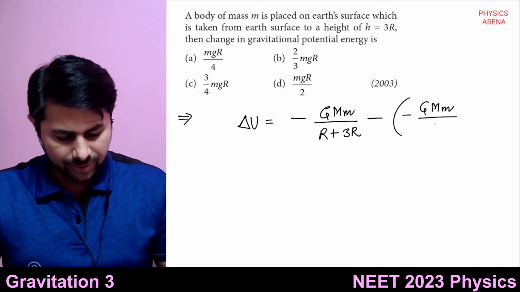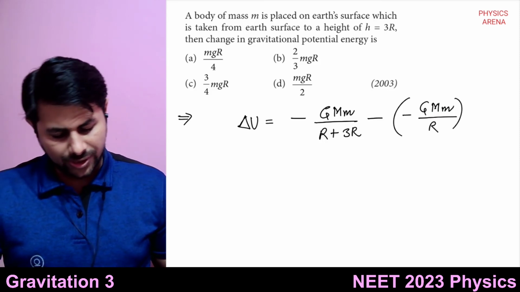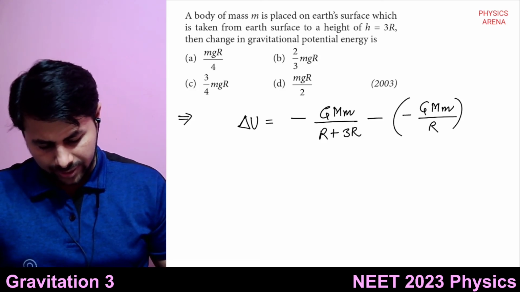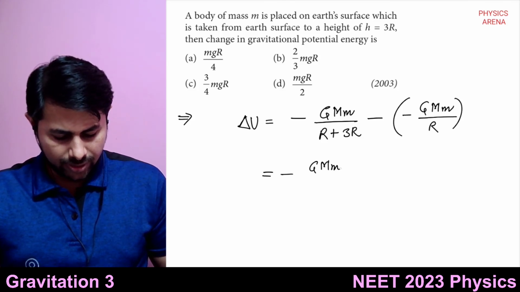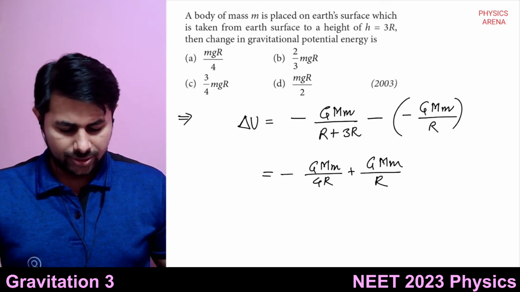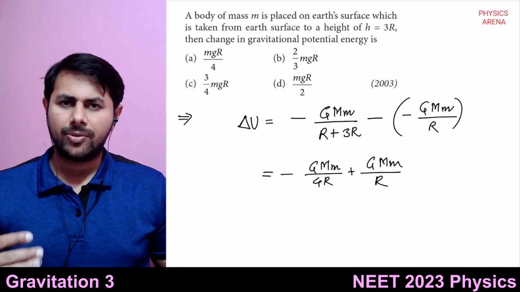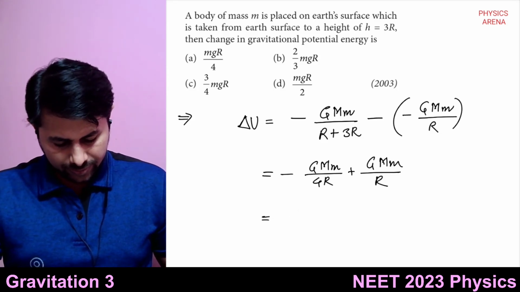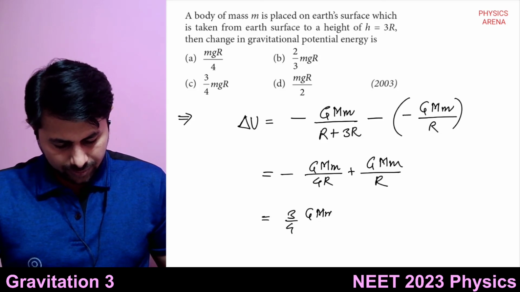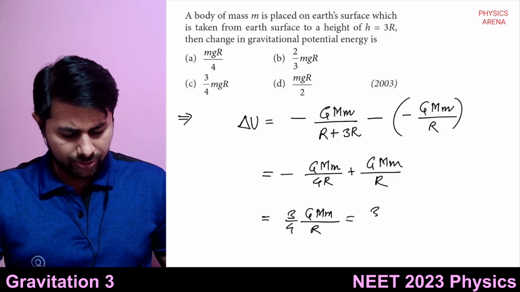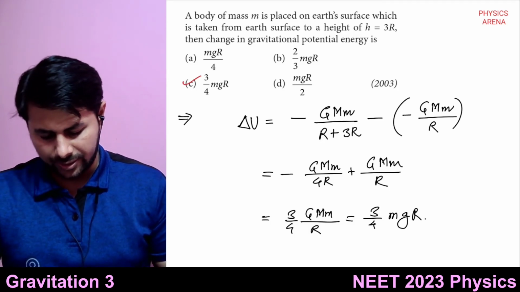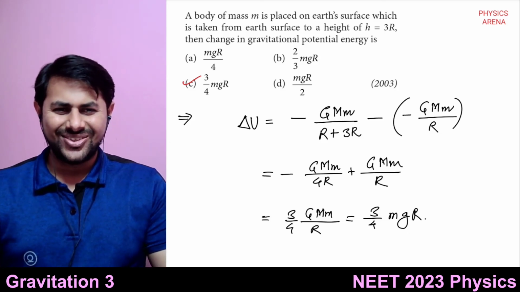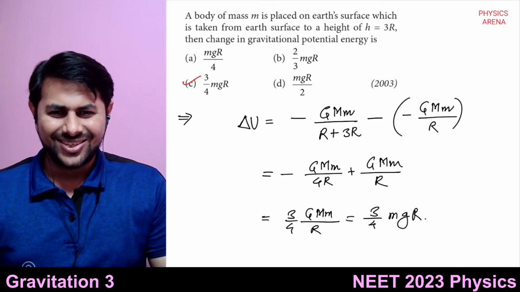This question is repeated many times, just values are changed, right? So it is equal to what? Minus GMm upon 4R plus GMm divided by R. So it is 3/4 of GMm upon R, or we can say it is 3/4 of mgR, right? Option C. Okay, good.